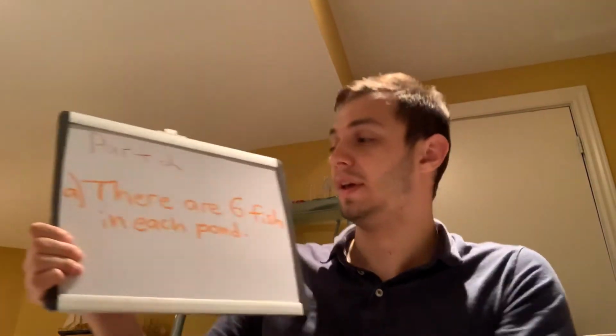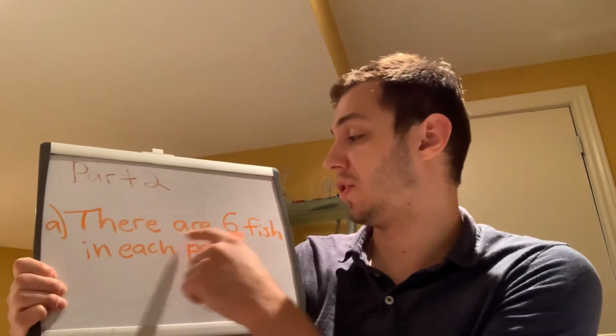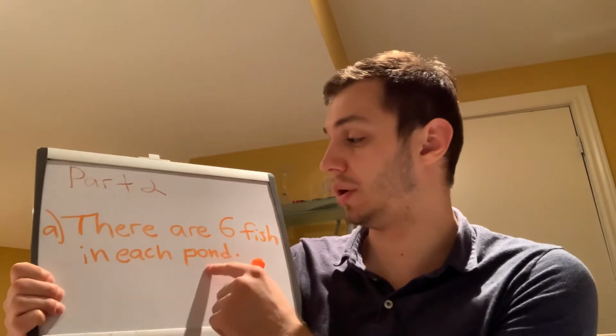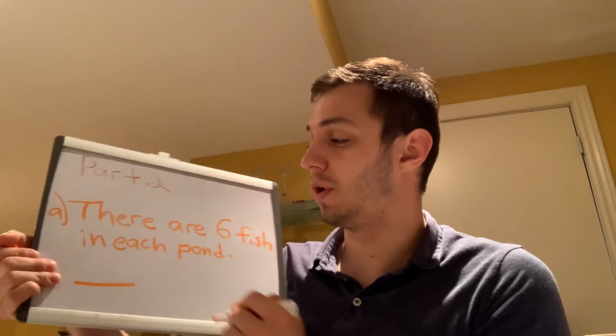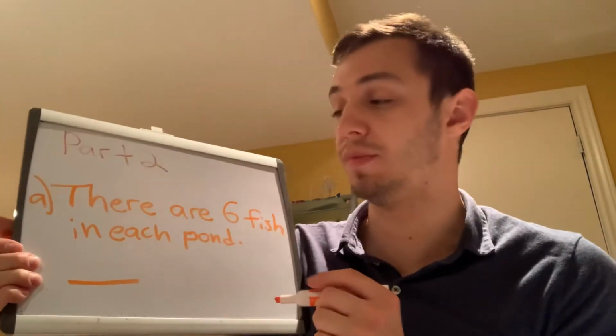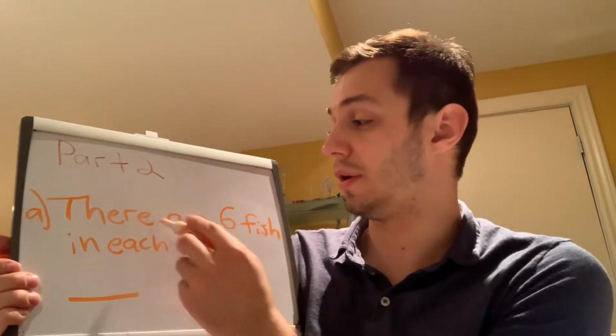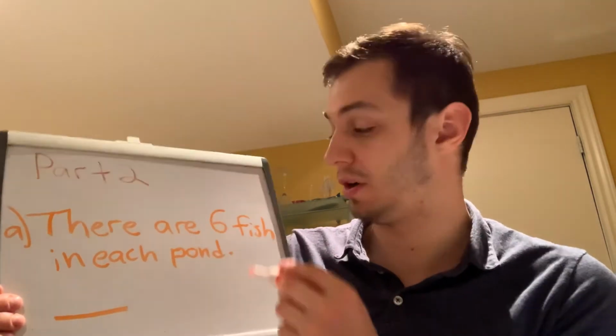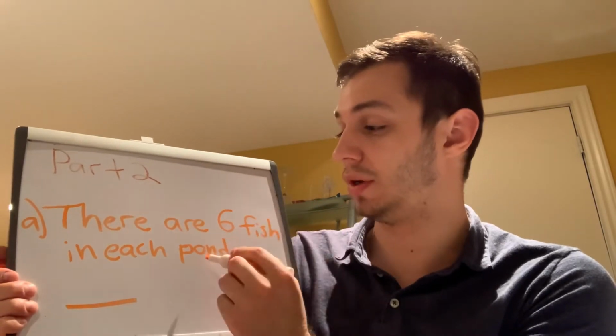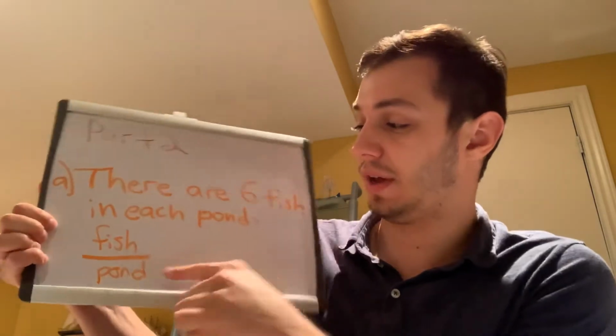So let's look at part A. We'll do this one together. It tells us that there are 6 fish in each pond, right? So in our first blank, right here, we're going to have to use words to describe the two things we're comparing. There are 6 fish in each pond. So we're comparing the number of fish in each pond. So fish will be our top number, and then pond will be our bottom number, just like that.